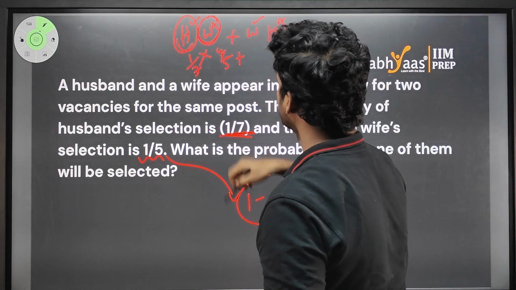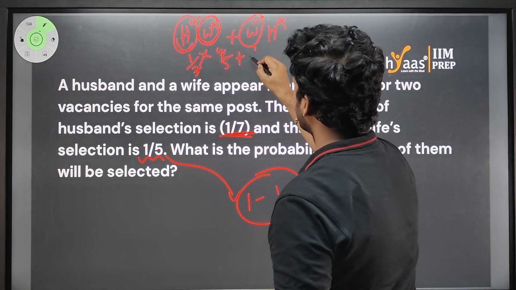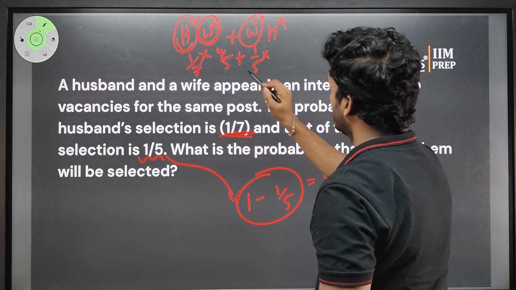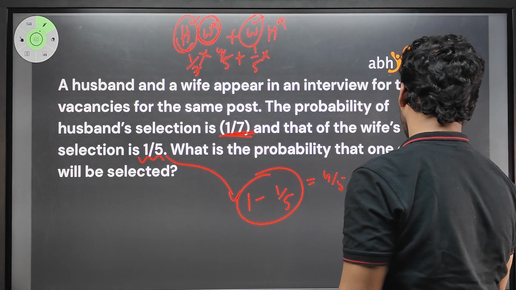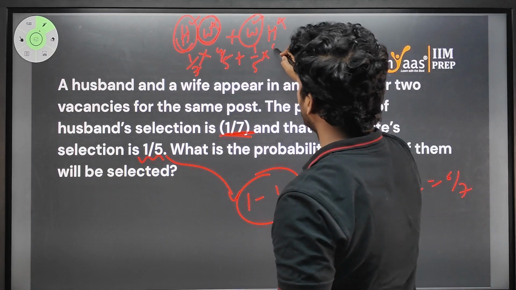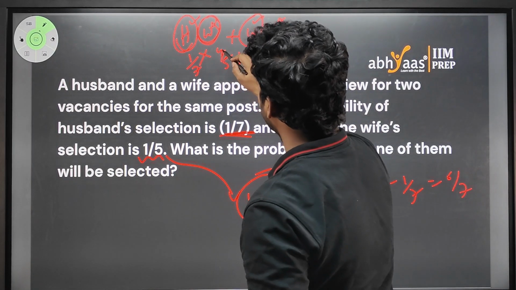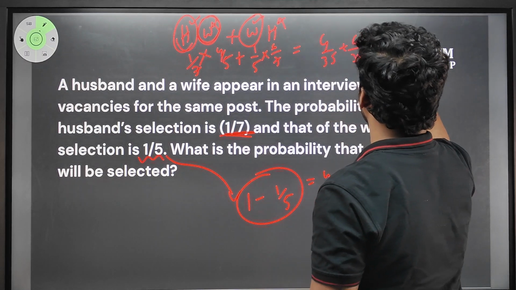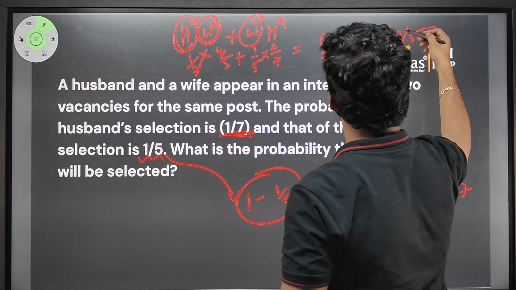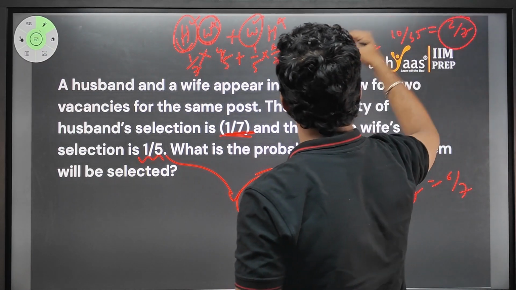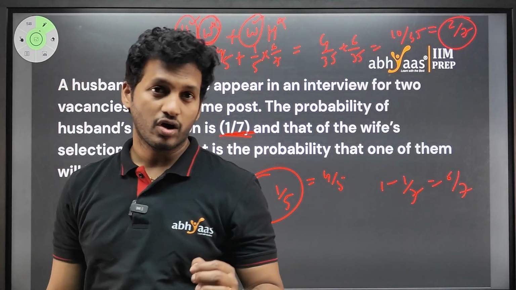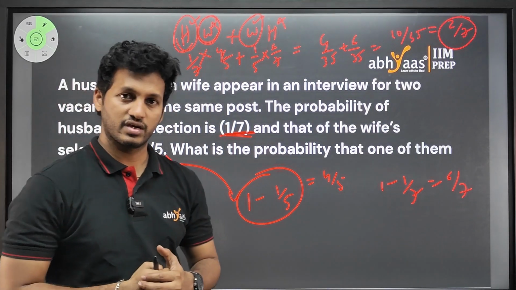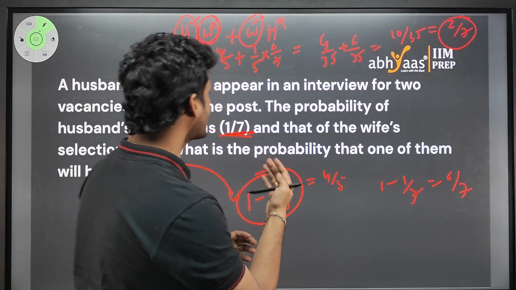So 4 by 5 plus wife getting selected, 1 by 5 into what is the probability of husband not getting selected? It is 1 minus 1 by 7, that is 6 by 7. So into 6 by 7. So the answer would be 4 by 35 plus 6 by 35. So 10 by 35, that is 2 by 7 will be the probability of any one of them getting selected in this interview. Okay, so this is conditional probability.